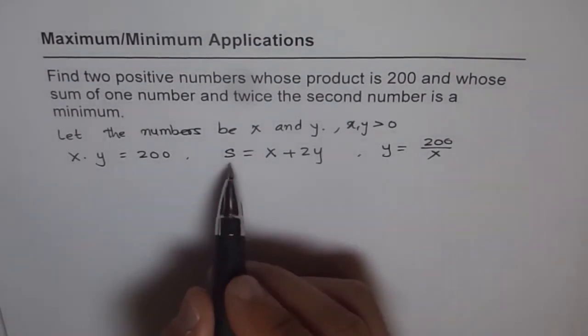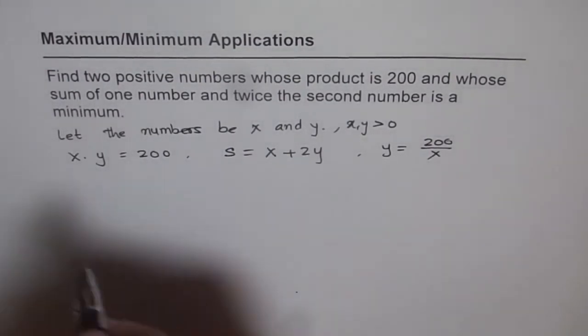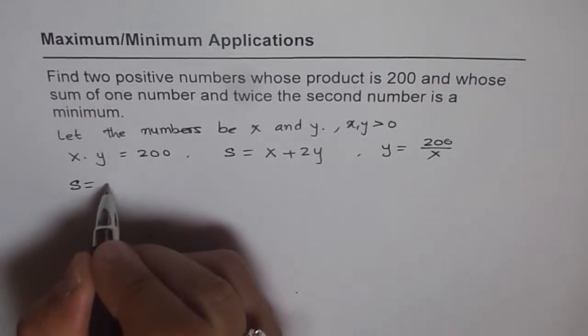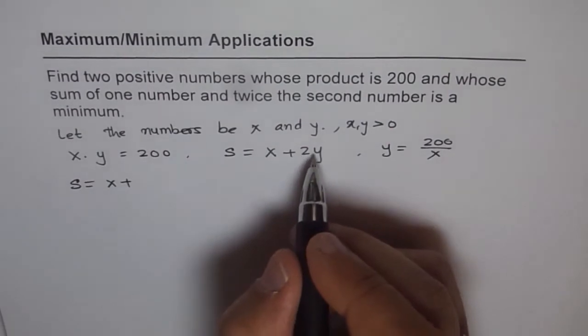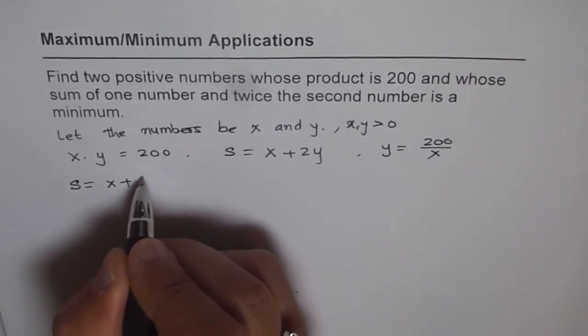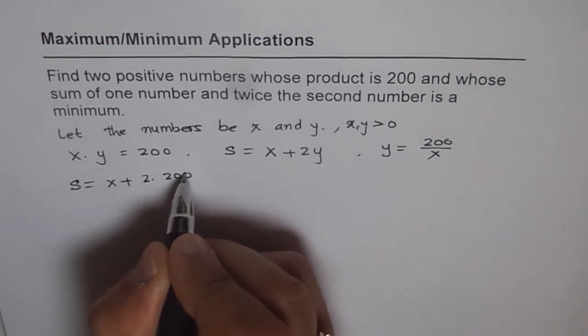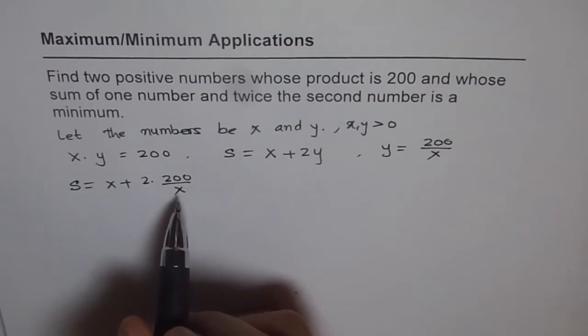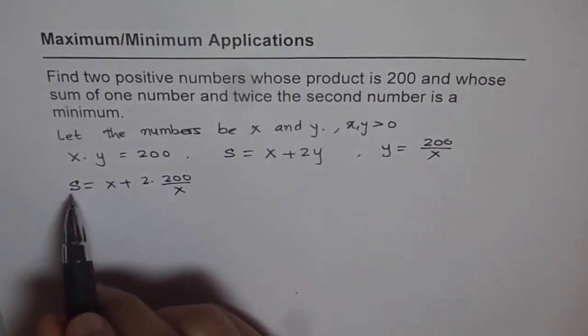So since we have to find the minimum sum, let's start with this equation. So we have sum s equals x plus 2 times y. Instead of y, we can write 200 divided by x, right? So we get 2 times 200 divided by x. Now to find the minimum, we need to find the derivative of this function and get the critical point.